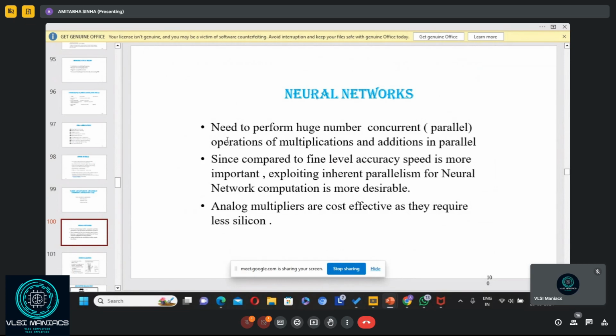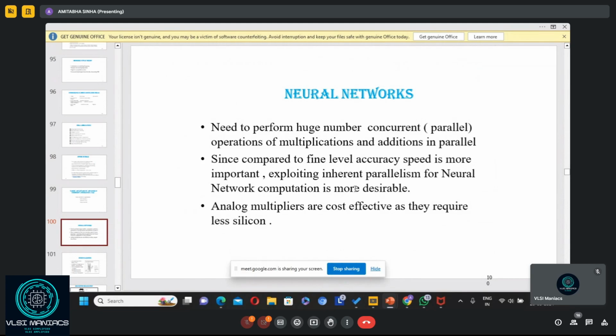So neural networks need to perform a huge number of concurrent, that is parallel, operations of multiplications and additions. And compared to fine-level accuracy, speed is more important here for neural network applications, not the accuracy. So exploiting inherent parallelism for neural network computation is more desirable.